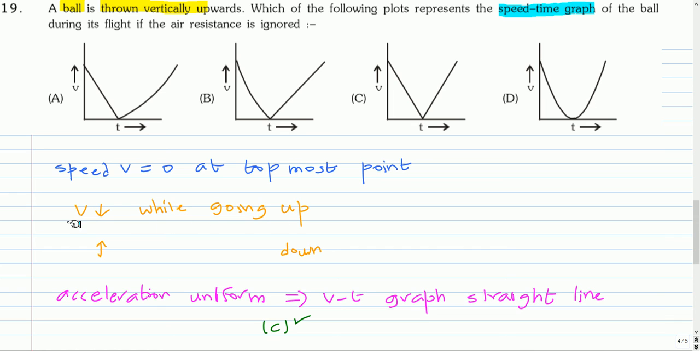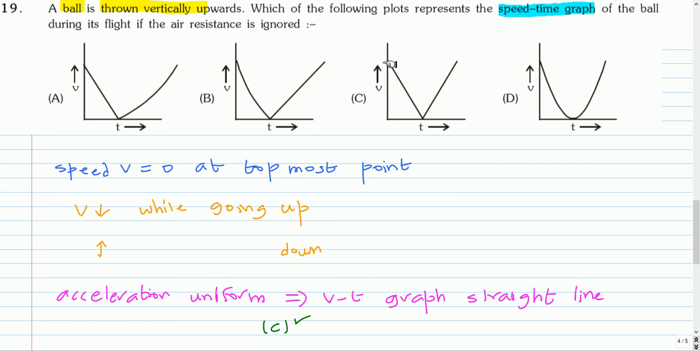When it is going up, the velocity will keep on decreasing and become 0 at the highest point, until it comes down. When it comes down, the velocity will keep on increasing. The acceleration due to gravity is uniform because g is uniform for the distances we are concerned with. So the velocity time graph will be a straight line. There is one option which matches this criterion, which is option C.